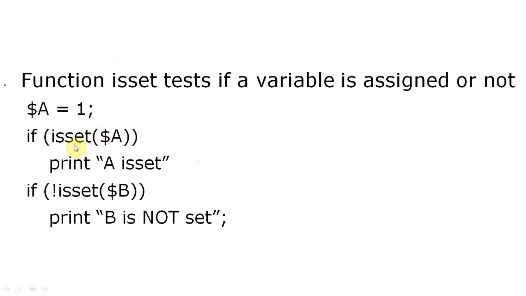Isset is a function which is used to check whether a value has been assigned to a variable or not. We have assigned 1 to $a. So isset($a) means we have assigned 1 to variable a, so it will print "a is set". Otherwise, suppose in the case of b we haven't assigned any value, then it will print "b is not set".